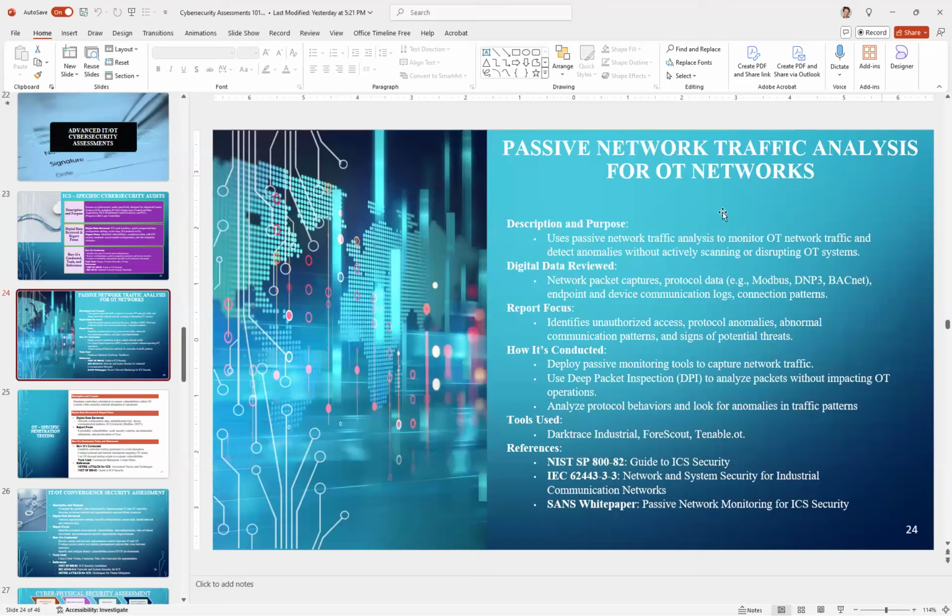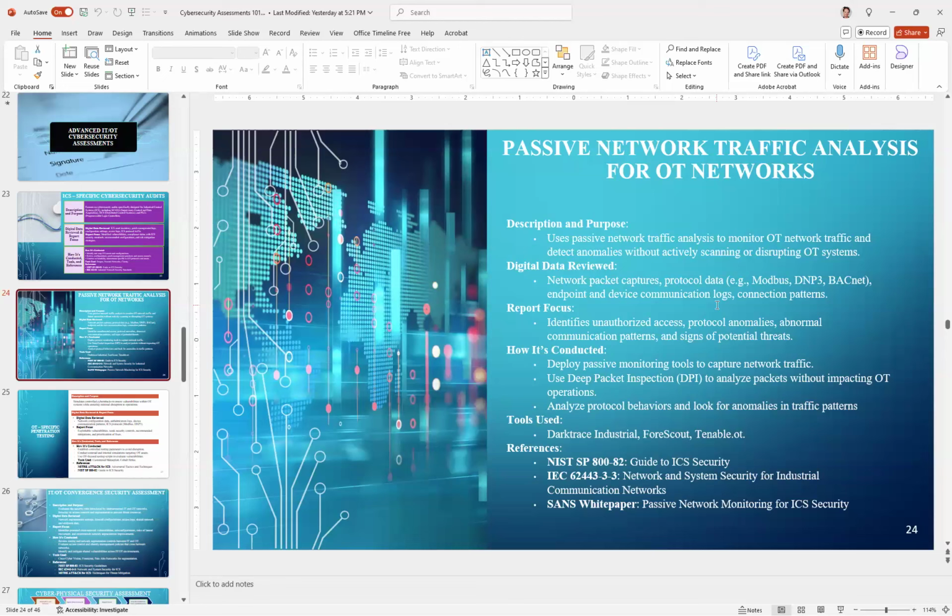For passive network traffic analysis for OT networks, it uses passive network traffic analysis to monitor OT network traffic and detect anomalies without interrupting any of the OT systems that are currently active. The data that's reviewed are network packet captures, protocol data such as Modbus, DNP3, and BACnet. Endpoint and device configuration logs are also reviewed, and any type of connection patterns back to the main network.